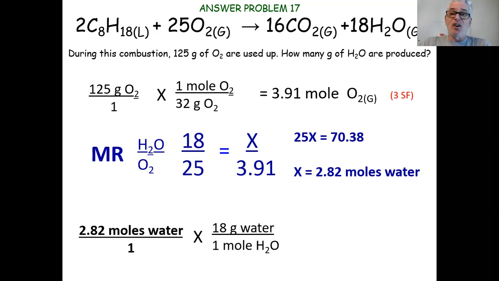You got to remember that. That's a good one to know, so you don't have to do the math all the time. And then we just cancel out the moles, and the answer comes out with 3 significant figures, 50.8 grams of water. Now, this is less obtuse than the first problem.